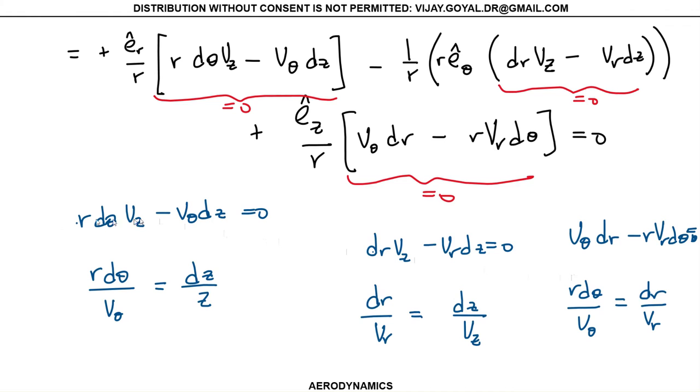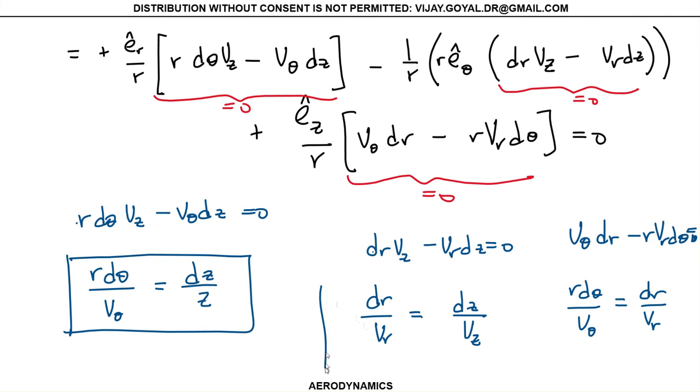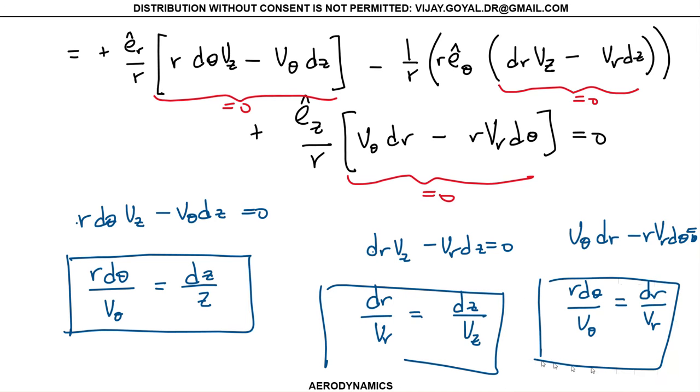Okay, so these are the three equations that are equal to each other. So this is equal to this. They're all equal to each other. So in other words, the equations that we get are the following.